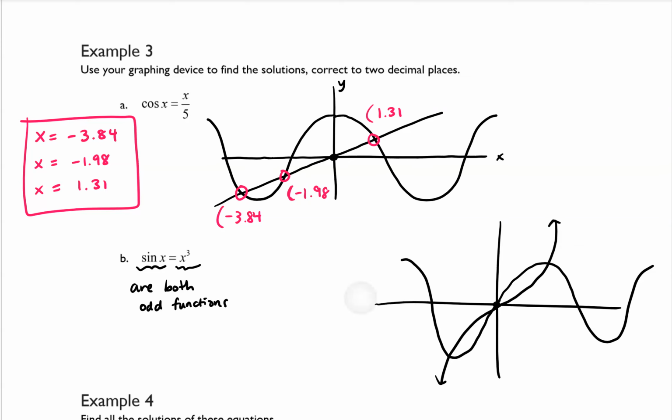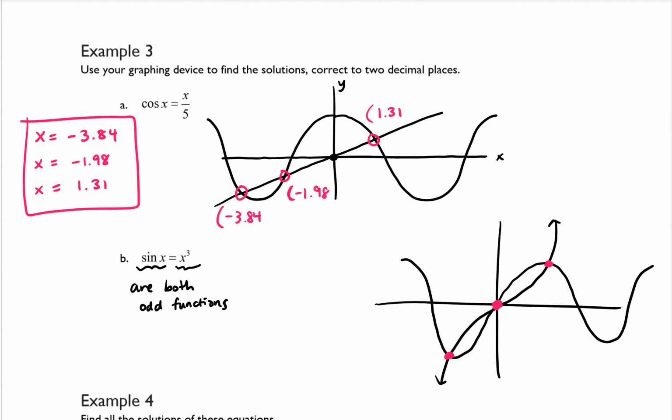And what that means is that they are symmetric about the origin. So here, when we're solving this equation, we're going to have this point of intersection here, and we're going to have this one here and this one here. Now, the 2 points that are not the origin are reflections of each other over the origin. So that's going to help us when we are solving this.